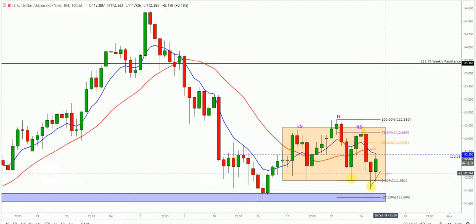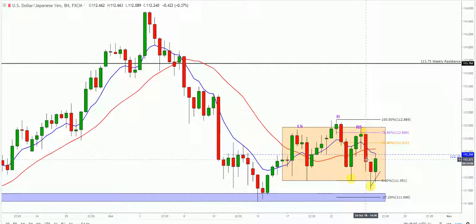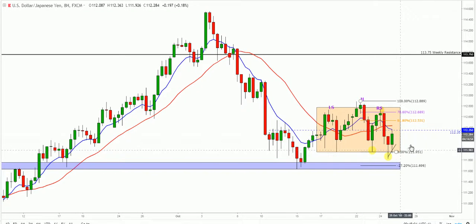Following this, price has come back up to retest the moving averages around this 112.35 zone, and I do expect price to continue downside from this point. It is a bit of a risky call given that we are in an overall uptrend. However, I am anticipating a dollar reversal across the board.